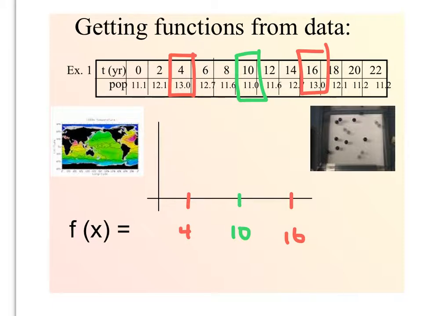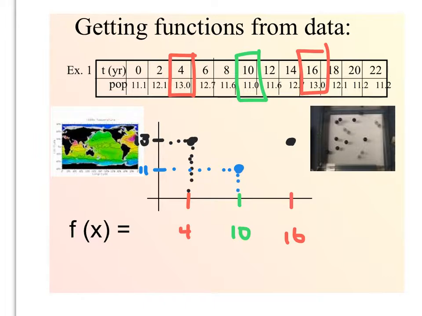And basically what I want to do is sketch those points. So at 4 and at 16, I have a value of 13. Same thing over here. And then at x equals 10, or t equals 10 in this case, and this isn't going to be drawn to scale, I have a value of 11.